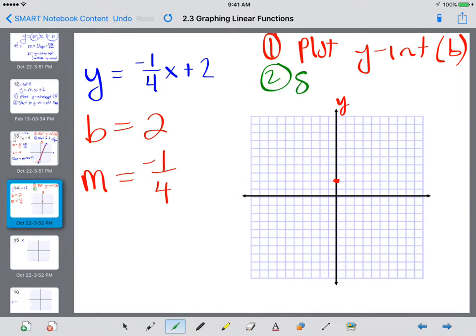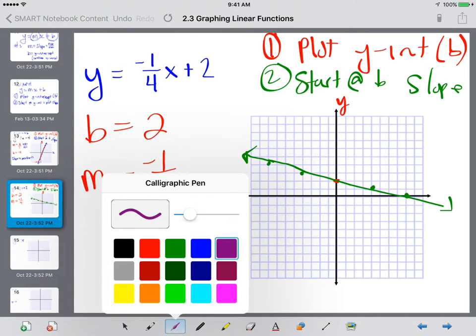Step 2, I start at the y-intercept, and we count the slope. Now it's negative 1 over 4, so I need a negative slope. I'm going to go down 1 and to the right 4. Down 1 to the right 4. If I were to go the other direction, I'd have to go up 1 to the left 4. Connect those dots, and we have our line.